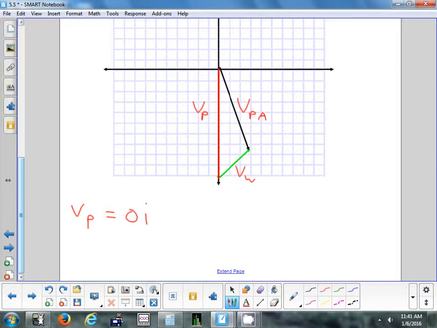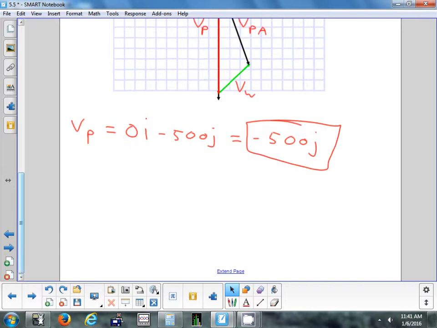There's no horizontal for V sub p, so 0i. Now it's 500, but it's down. So how do you think I would represent negative 500? There's your velocity vector for the plane. It's negative 500j. Okay. Now I need my velocity vector for the wind.